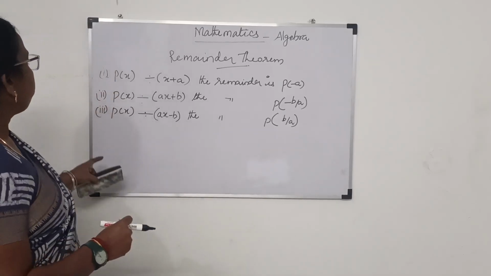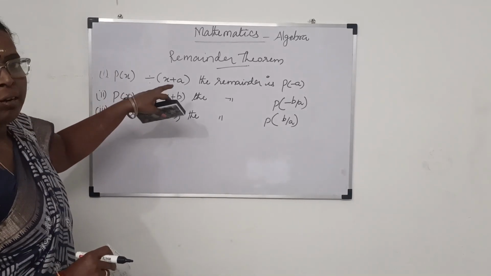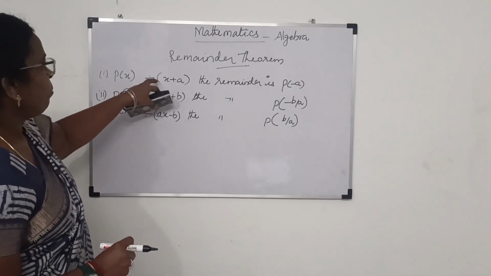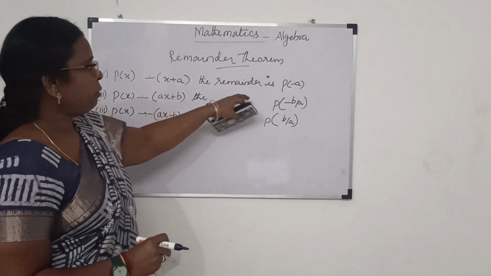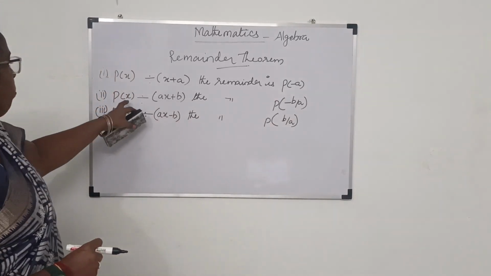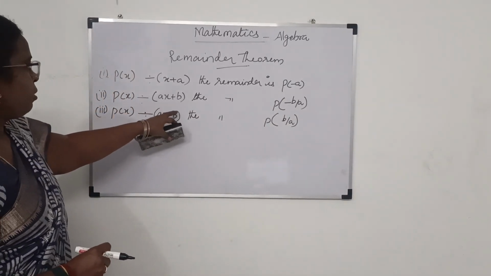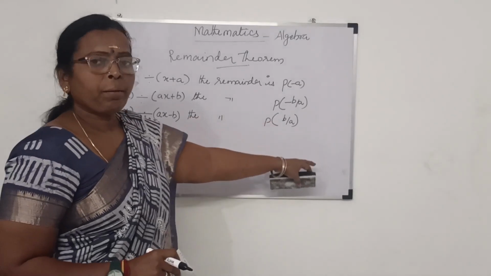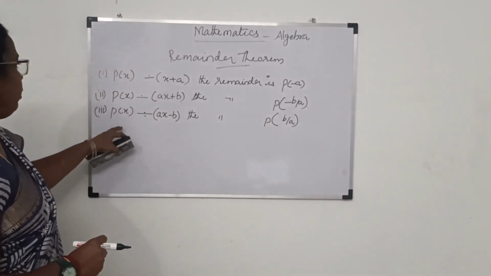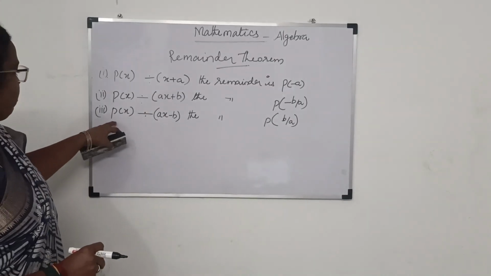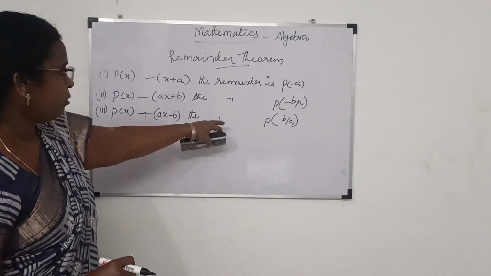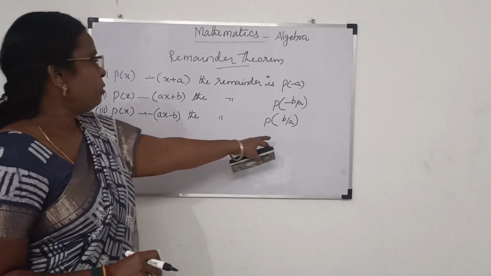Again I will repeat this. If p of x, that is the polynomial of x, is divided by x plus a, then the remainder is p of minus a. If p of x is divided by ax plus b, then the remainder is p of minus b by a. If a polynomial p of x is divided by ax minus b, then the remainder is p of b by a.